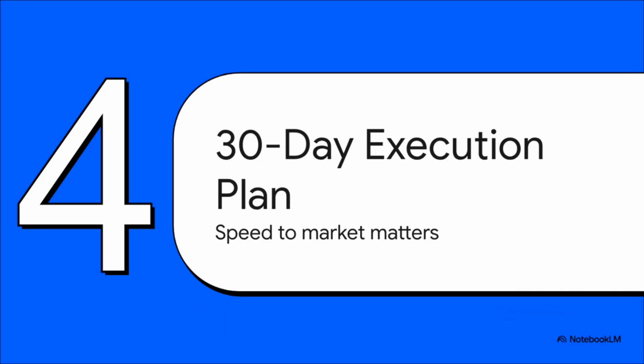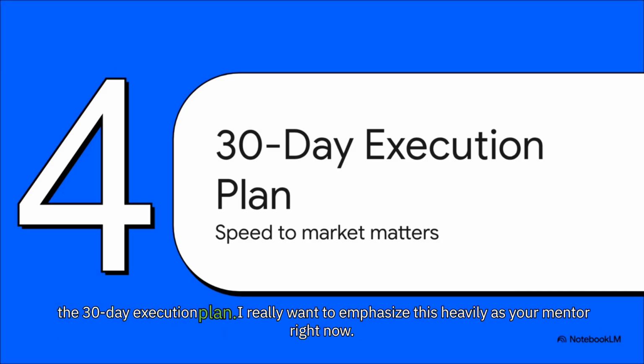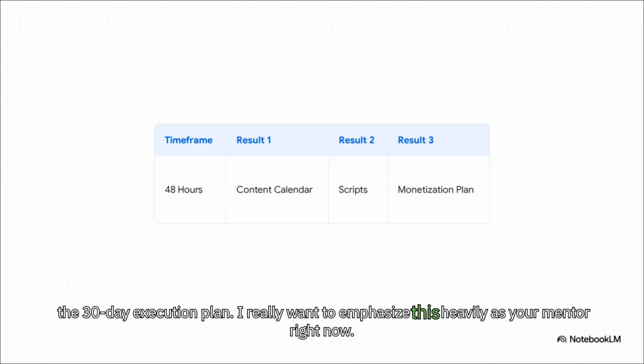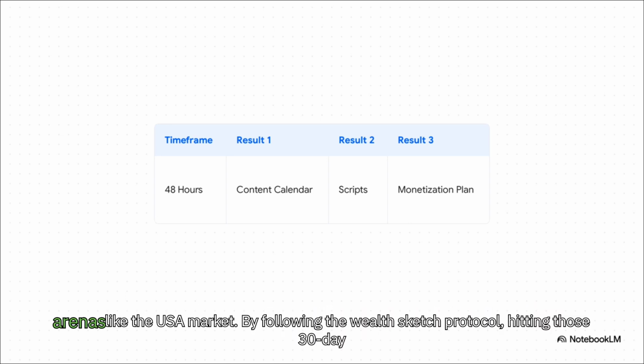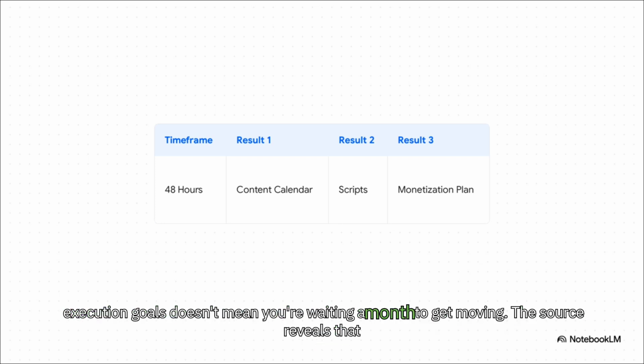Next up, Section 4, the 30-day execution plan. I really want to emphasize this heavily as your mentor right now. The sheer speed of this strategy is what makes it so lethal, especially in ultra-competitive arenas like the USA market. By following the wealth sketch protocol, hitting those 30-day execution goals doesn't mean you're waiting a month to get moving.